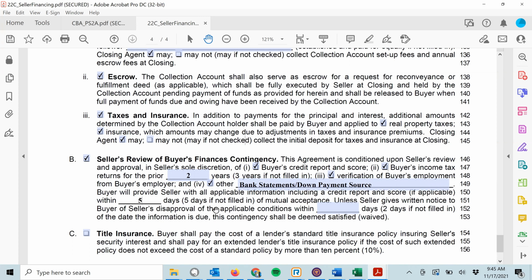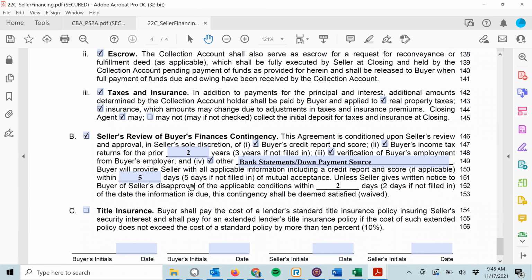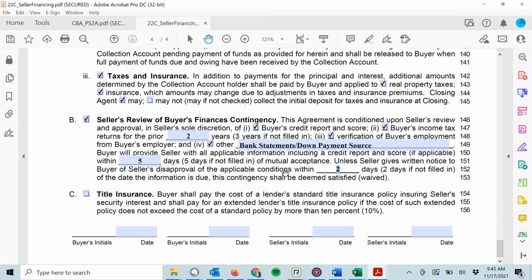Unless seller gives written notice to buyer of disapproval within 2 days of receiving, right? Or 2 days of the date the information is due. So if the buyer turns it in late or not at all, the seller can just terminate the deal, right? Oh no, sorry. The contingency is deemed waived if the buyer doesn't turn it in. Right? So the seller would terminate if the buyer didn't turn it in. They would give a notice of disapproval, right? Because they didn't provide tax returns, credit report, etc.